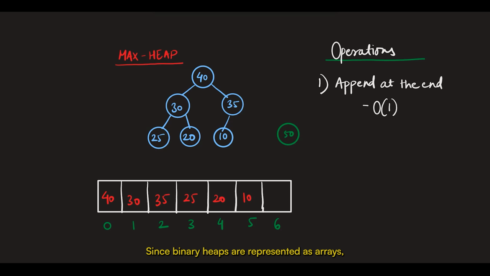Since binary heaps are represented as arrays, the first operation for any value would be to append it at the end of the array. Now let's look at the tree representation of this heap. As you can see, this is a max heap. So we would need to maintain the property that P should be greater than or equal to C for any parent P and any of its child C.